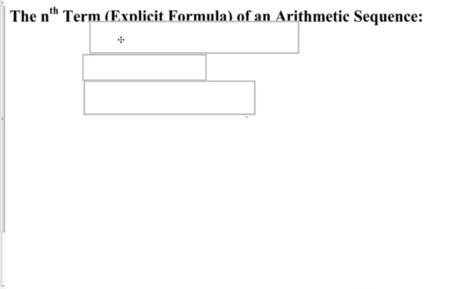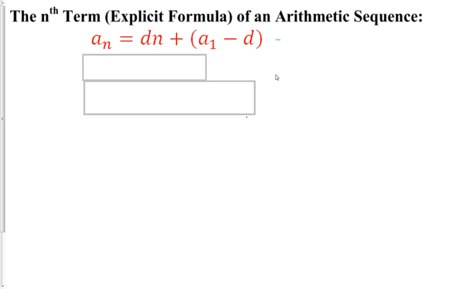So moving on, our explicit formula for an arithmetic sequence is a sub n equals d times n plus a sub 1 minus d. What we like to say is, okay, the nth term, that's what the explicit formula is giving us, equals the common difference times n, that variable is going to stay there, plus the first term minus one common difference.